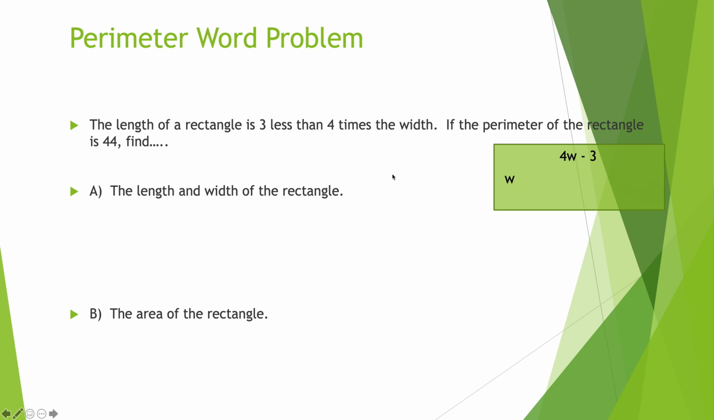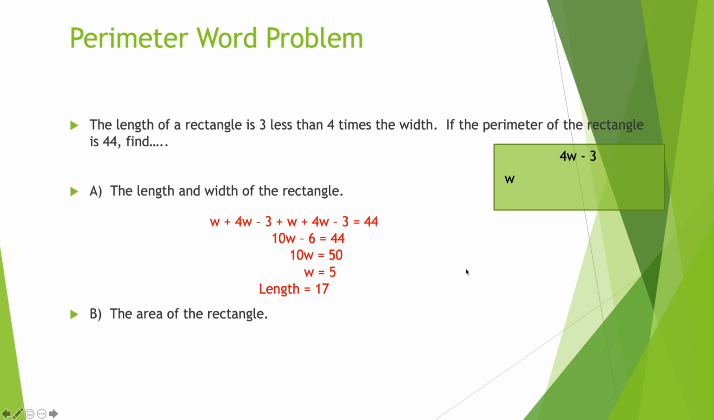I need to set up an equation, and I have to remember one of the first things on the list we just went over, which is namely that the perimeter is the distance around an object, so I've got to add up all 4 sides. So here's my w for the left. W on the left, 4w minus 3 on the top. W on the right, 4w minus 3 on the bottom.